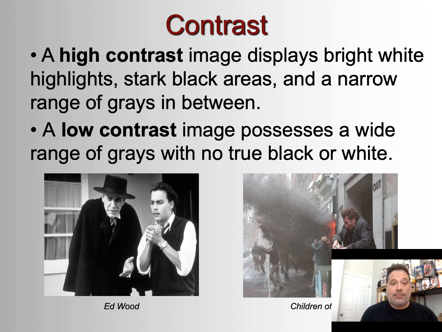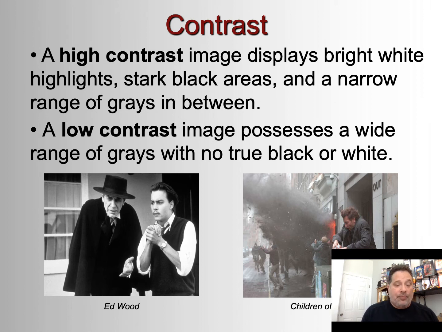Contrast is important. We have to decide as filmmakers how we want to use the relationship between light and shadow. A high contrast image displays bright white highlights, stark black areas, and a narrow range of grays in between. As you can see here in our still from Ed Wood. Black and white photography probably benefits more from a high contrast because there's not as many tones to allow our eyes to pick out detail, right? So the starkness of the contrast gives us more detail in a black and white image.